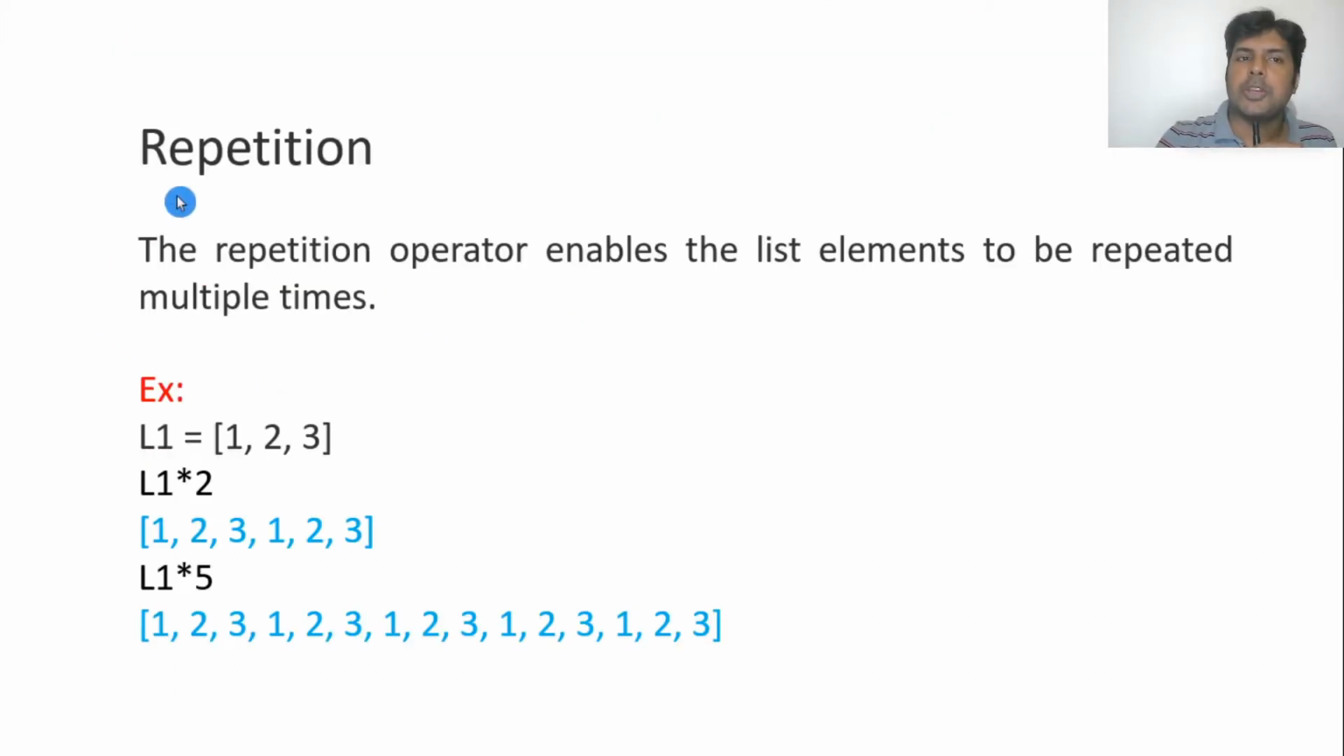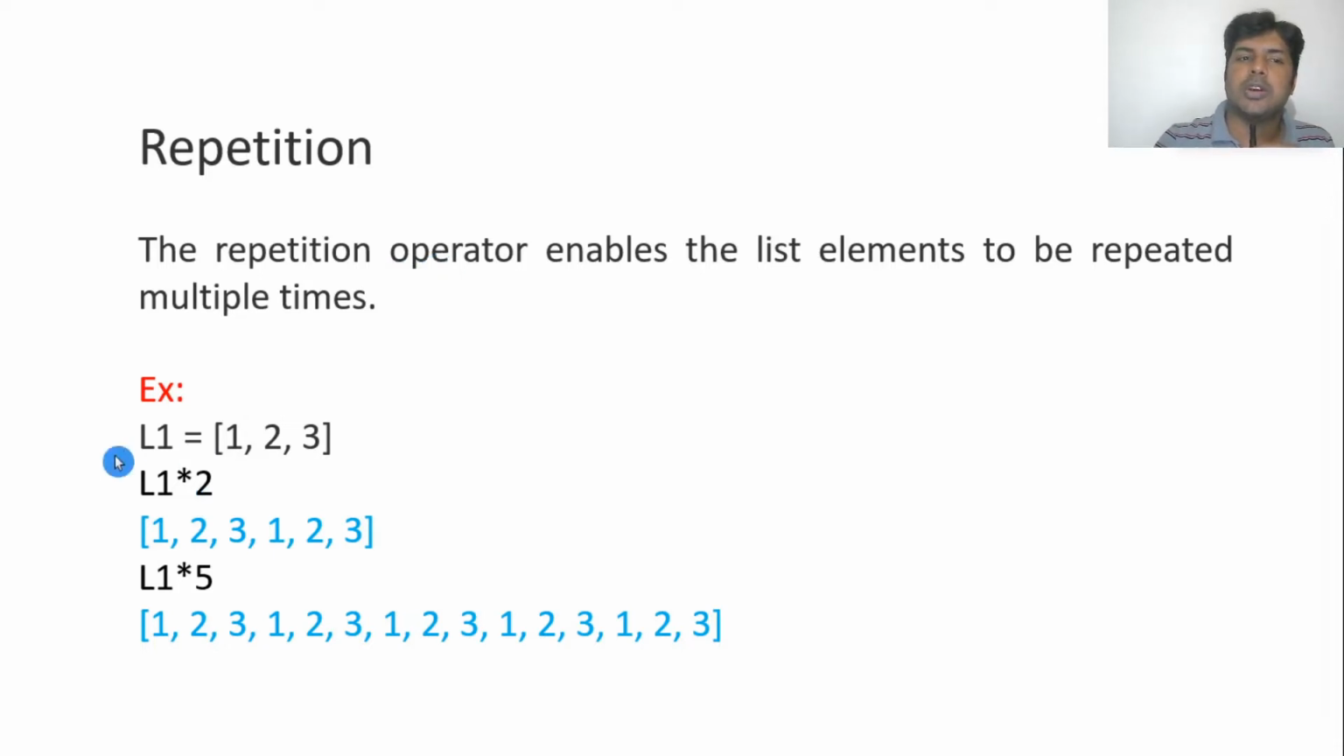Our next topic is repetition. So what do you mean by repetition? Suppose you want to repeat anything in the list, so you can do it with the repetition operation. So what is the repetition operation? Repetition operation is the asterisk symbol. So the asterisk symbol will help us to multiply the list.